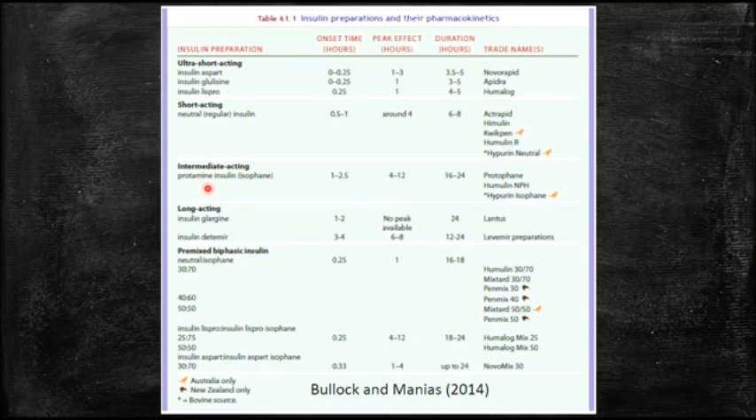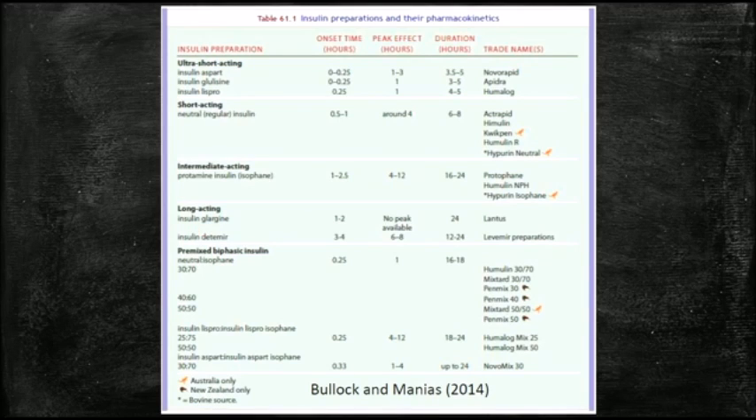Intermediate acting isn't really used that commonly for type 1 diabetics, because its profile isn't as nice and doesn't conform as well to the whole basal bolus regimen. Your long acting, so these are peakless insulins. So these cannot be used pre-meal. These are only used to give you a basal level of insulin release throughout the day. Okay? And they're used usually at nighttime.